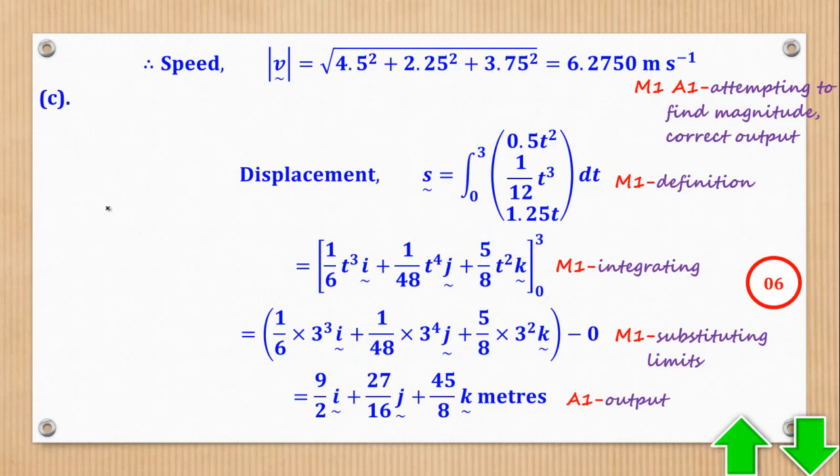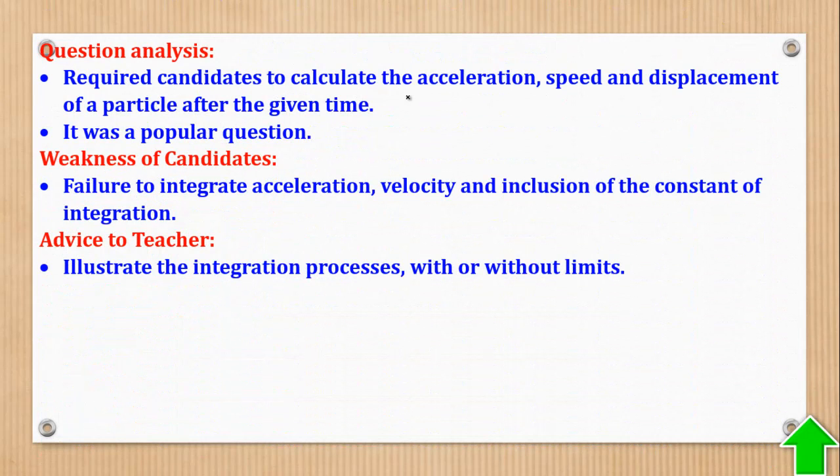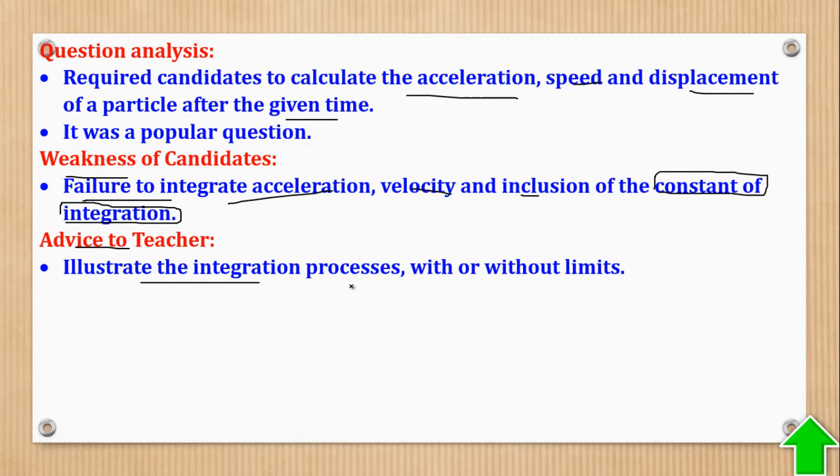And that's how marks would be awarded. So the question required candidates to calculate acceleration, speed, and displacement of the particle after a given time. And the weakness was failure to integrate acceleration, velocity, and inclusion of the constant of integration. When this constant of integration is not there, then your work for integrating will be in vain, because we cannot give a mark. Then advice to teachers is to illustrate integration process with or without limits.